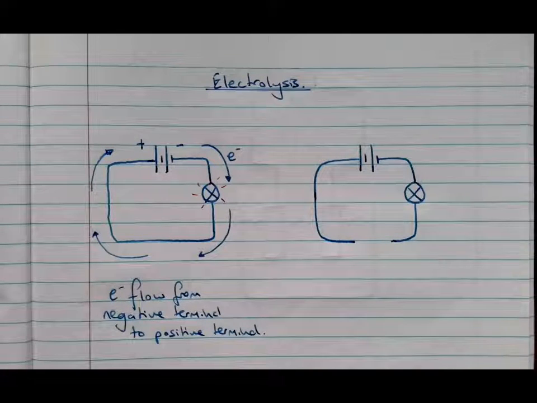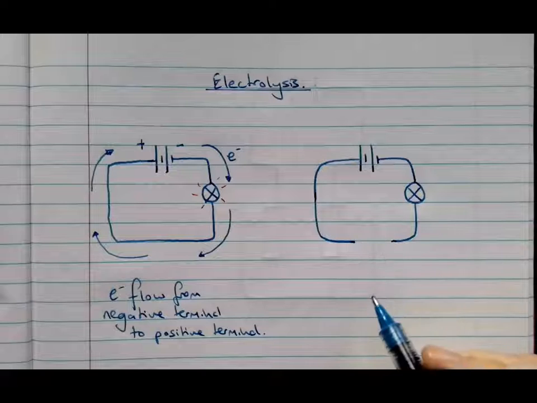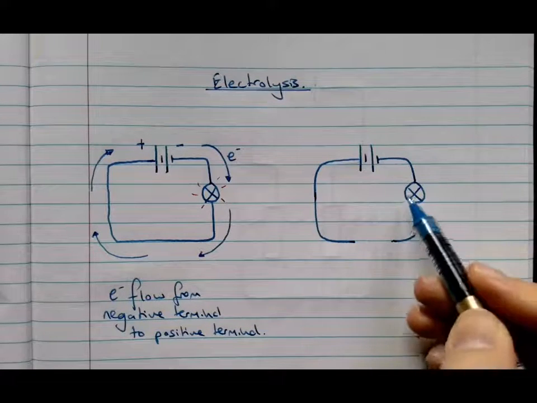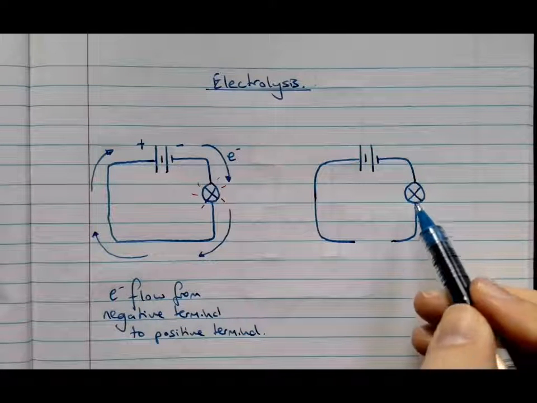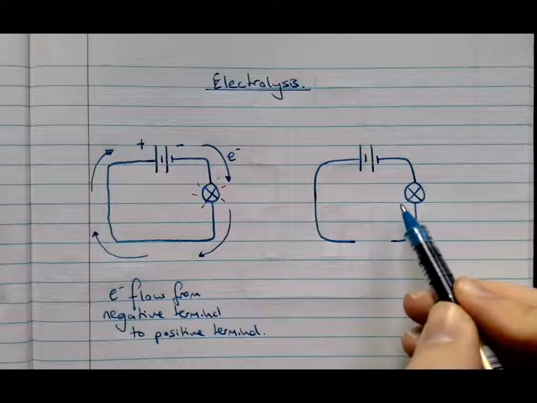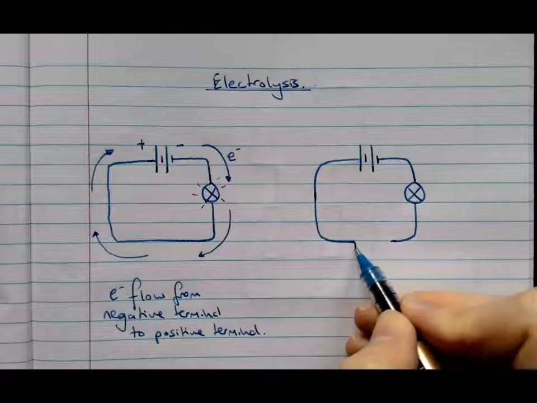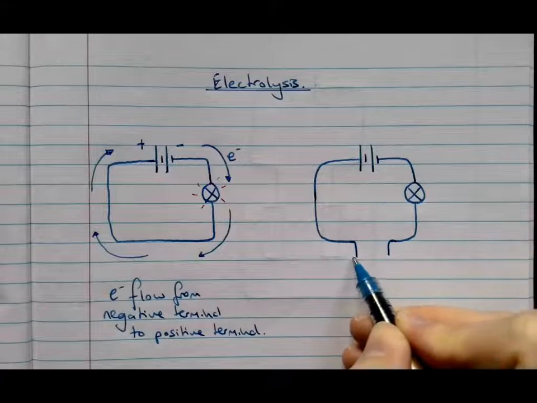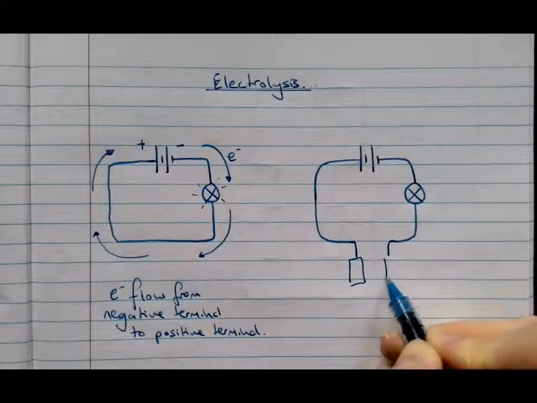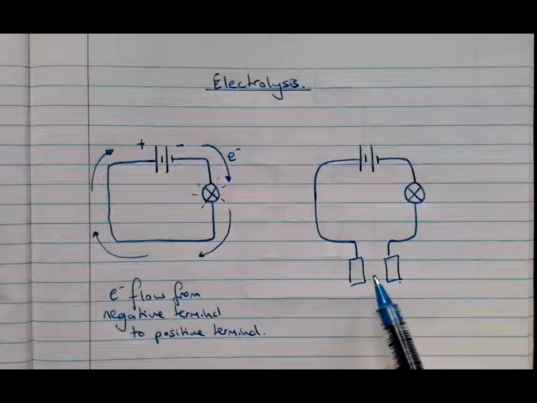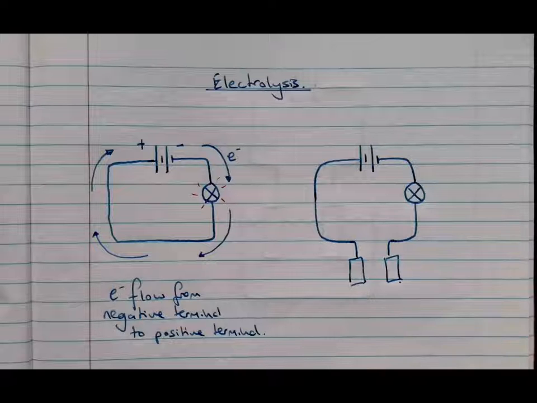Now, in this circuit, because it's not connected, the current can't flow. So the bulb won't come on. It's just because we've got this break in the circuit and the electrons are not able to flow all the way around. What I can do is bring this down here and have these two ends just in open air. Because they're like that, the electricity can't flow between them and the bulb won't come on.